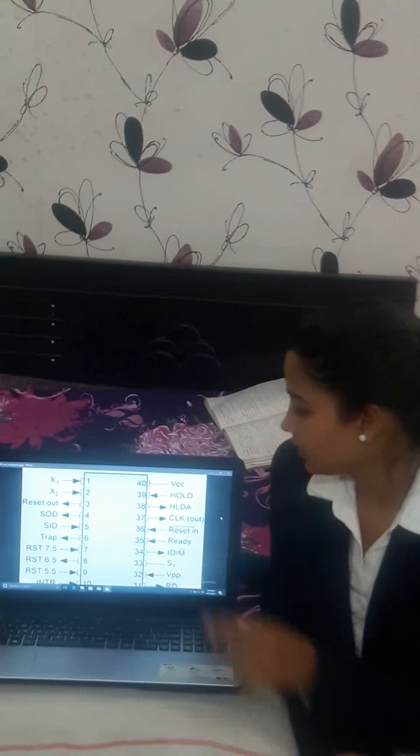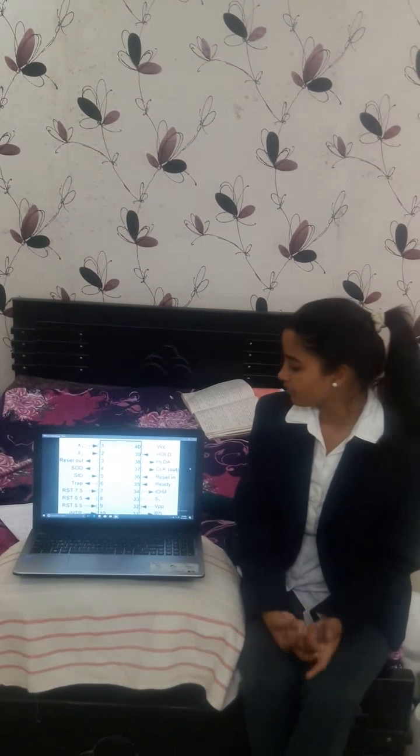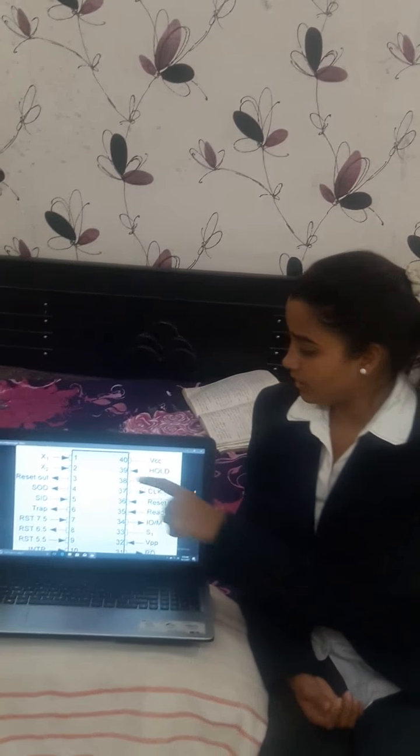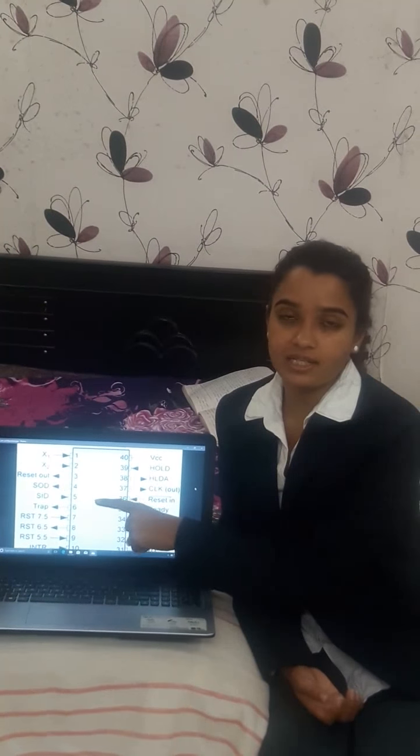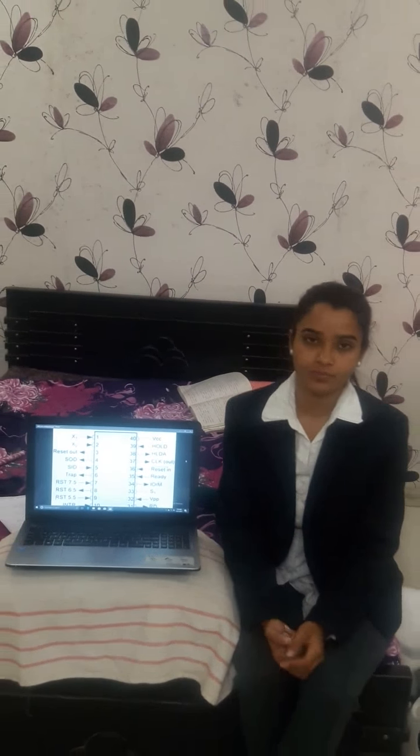Here come the next two pins, which are SOD and SID. SOD stands for serial output data, whereas SID stands for serial input data. These are used when the peripheral can process data in serial form. For example, SID accepts data in serial form into the accumulator, whereas SOD sends out data in serial form.